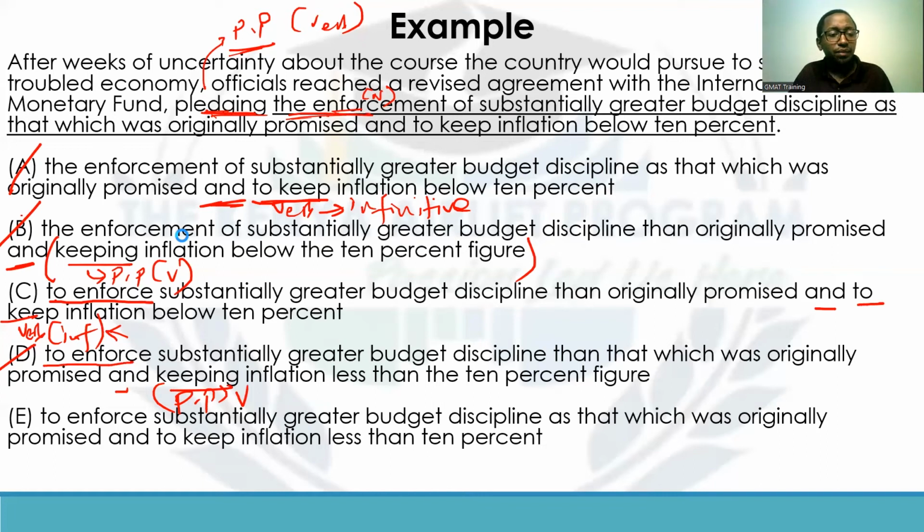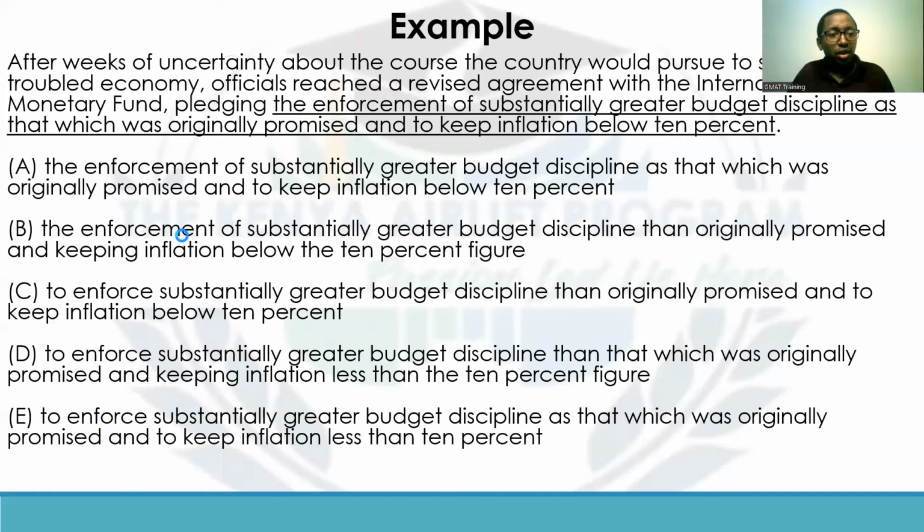And then E, you have your infinitive and you have another infinitive, to enforce. So meaning-wise, pledging to enforce substantially greater budget discipline as that which was originally promised, that's okay. And pledging to keep inflation less than 10%, that's also okay. So you have two choices here. You have eliminated A, B, and D. So we have C and E.